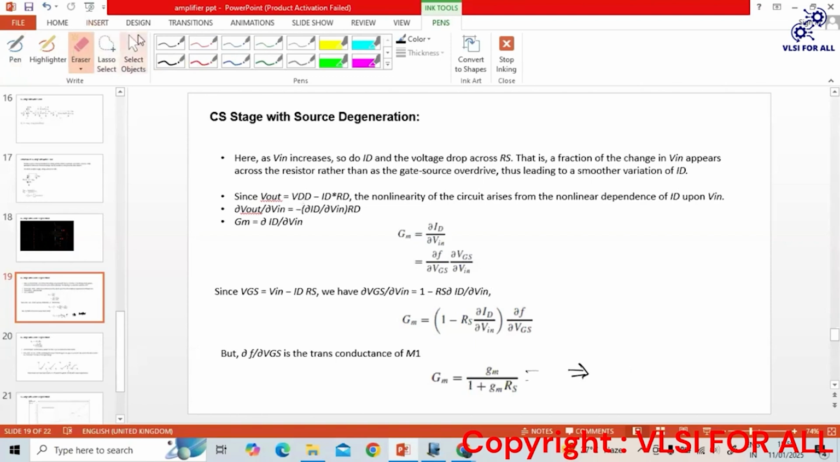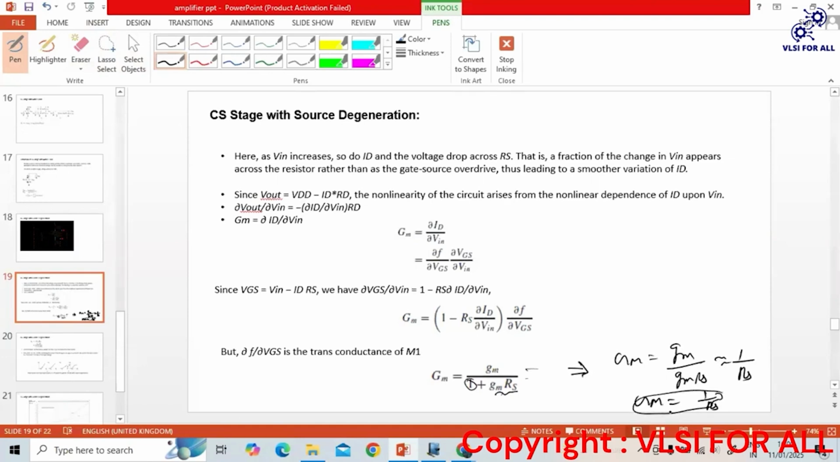We can see here that if GmRs is more than 1, we can neglect 1 compared to GmRs. So the overall transconductance is nothing but Gm divided by Gm into Rs, which equals 1 by Rs. So we can see our overall transconductance is not depending upon the Gm. It is 1 divided by Rs.